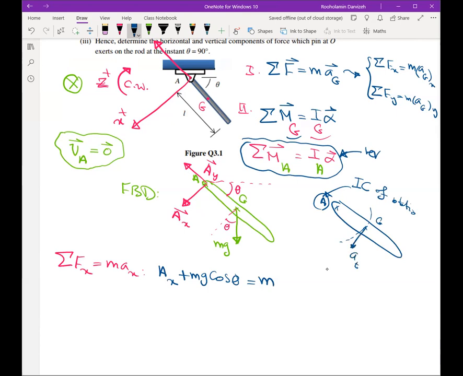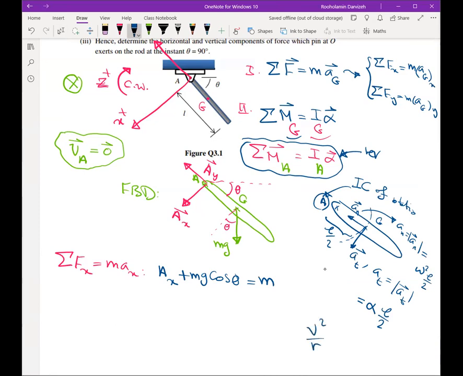I have one AT and one AN. The magnitude of AT, do you remember what that was? Alpha times R. R here is L over 2, perfect, this distance. And the magnitude of AN is R omega squared, so omega squared L over 2.